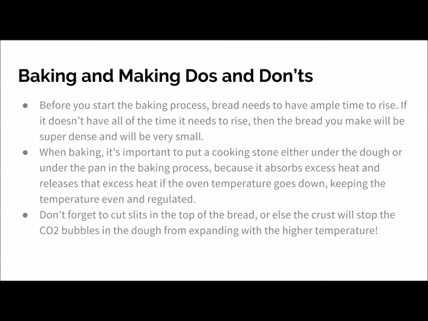When baking, it's important to put a cooking stone either under the dough or under the pan in the baking process because it absorbs excess heat and releases that excess heat if the oven temperature goes down, keeping the temperature even and regulated. Don't forget to cut slits in the top of the bread, or else the crust will stop the CO2 bubbles in the dough from expanding with the higher temperature.